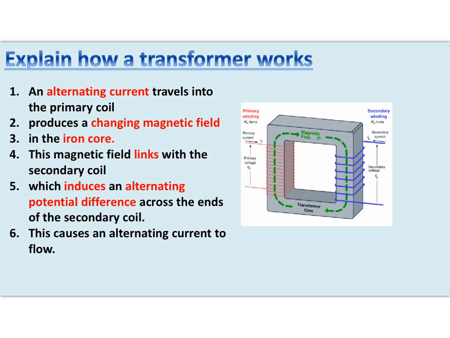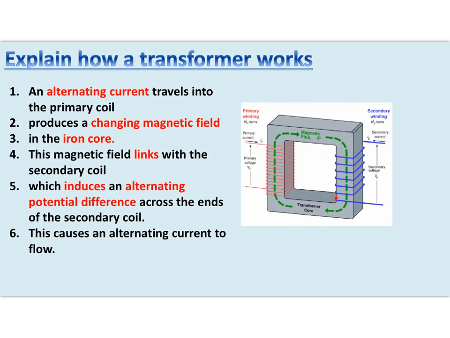Now in paper 2 you need to be able to explain how these transformers work, and how they work is in the following explanations. An alternating current travels into the primary coil, and you should remember that an alternating current is going to produce a changing magnetic field. That changing magnetic field runs through the primary coil and into the iron core. So you've got a changing magnetic field in the iron core. Because the iron core is linked to the secondary coil, we now have a changing magnetic field running through the secondary coil. A changing magnetic field in the secondary coil is going to induce an alternating potential difference across the ends of the coil, and that's going to cause an alternating current to flow around the wire or the conductor.